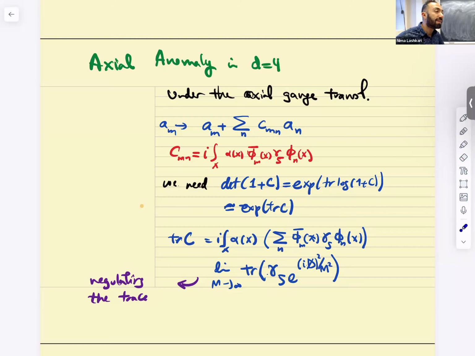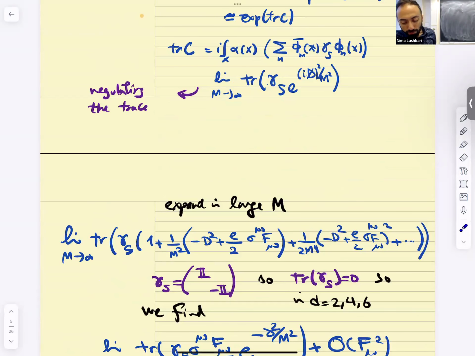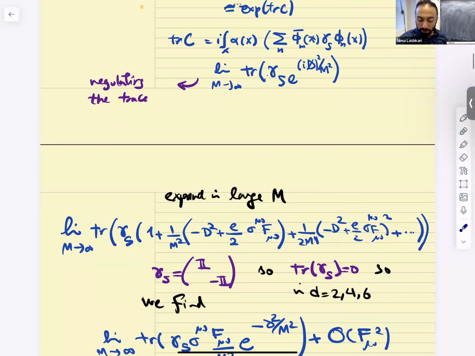The sum over n runs over infinite eigenvalues of the Dirac equation, right? These sums blow up. There are infinite of them, so you have to regulate it. What are we going to do to regulate? We're just going to put e to the minus lambda squared over M squared, lambda being the eigenvalue of the Dirac equation, in front of it. So we put some Gaussian in front of it to regulate this. We're going to do this regulator in the limit of M going to infinity. So take this expression and expand it at large M.